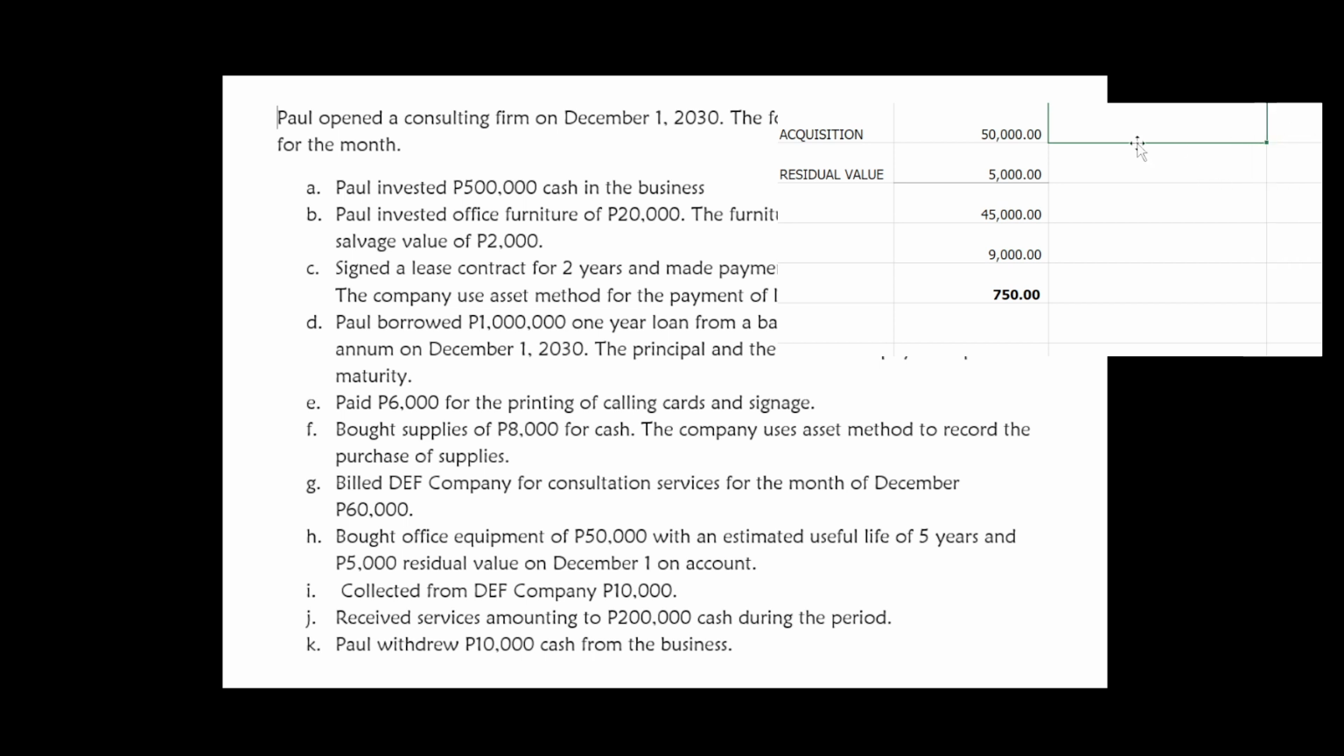Pero yung question sa atin, magkano yung ating net book value. So, to compute for our net book value, okay, ang gagawin lang natin is acquisition cost, ibawas natin yung ating 750 na depreciation. So, ito yung ating computation. So, 50,000 less natin yung 750. Ibig sabihin yung net book value ng ating office equipment is 49,250. So, ito yung sagot natin for number 2.